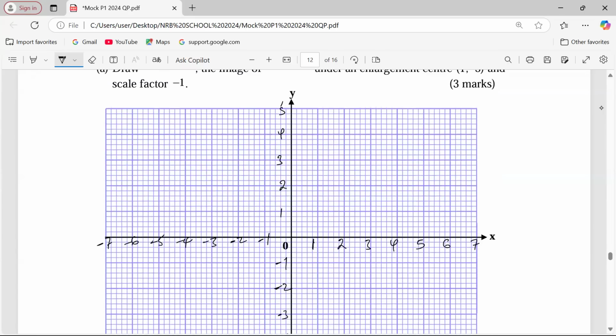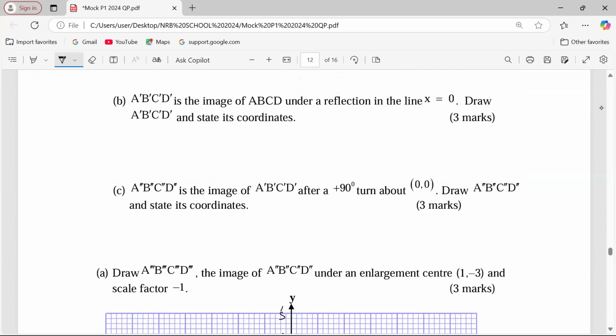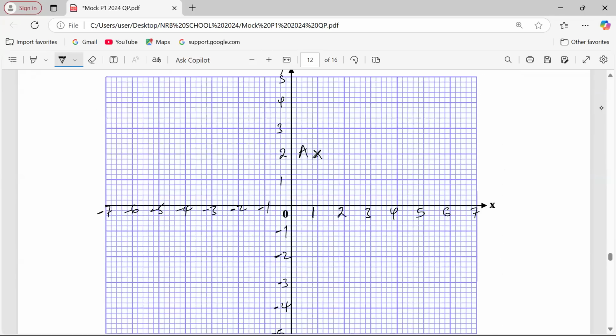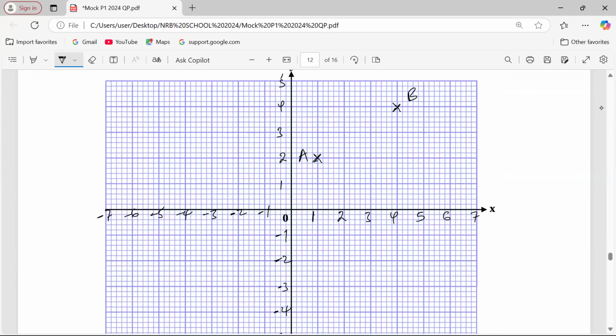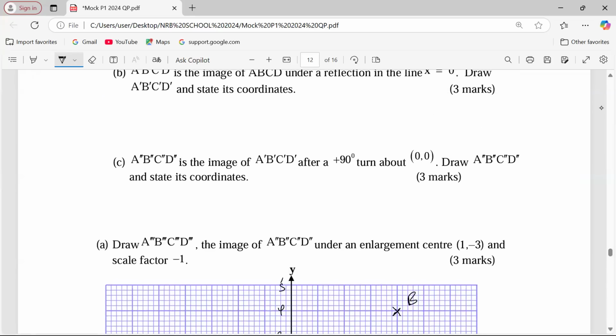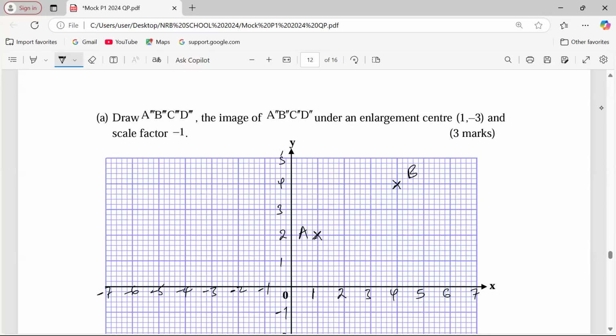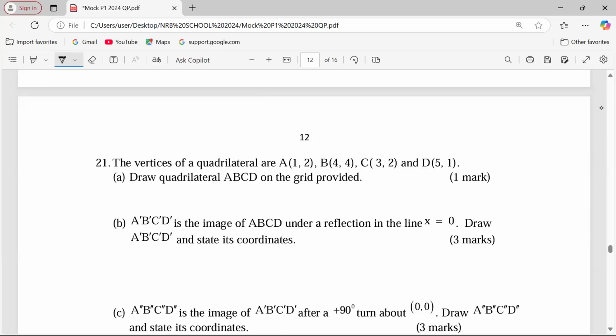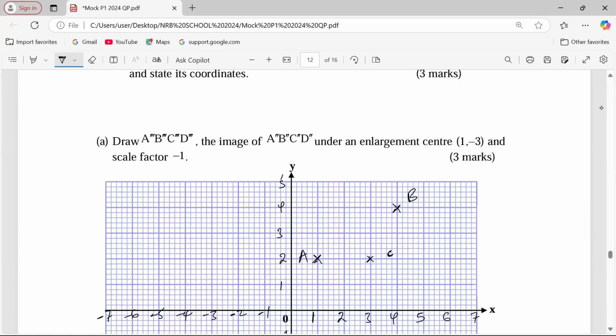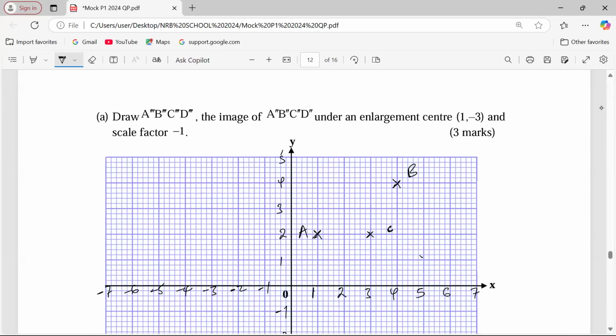So coordinate 1, 2 should be there. That's our A. Then B is 4, 4. So 4, 4, B is there. Then we have coordinate C. Coordinate C is 3, 2. So 3, 2. That's coordinate C. Then D, the last coordinate D is 5, 1. So when we talk about 5, 1, we should be talking about this point D.